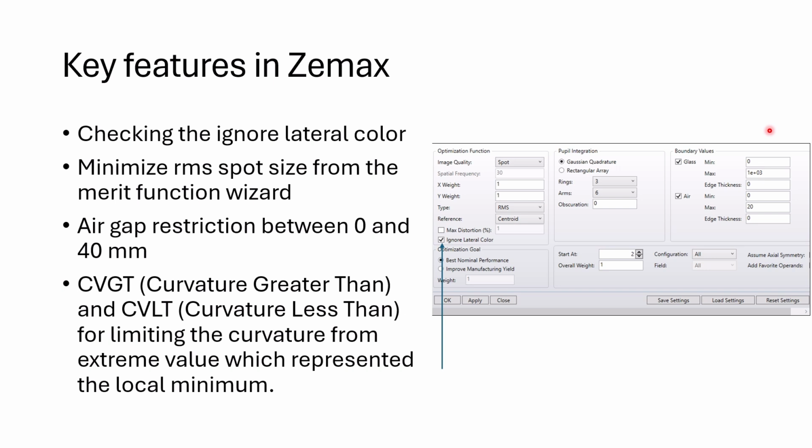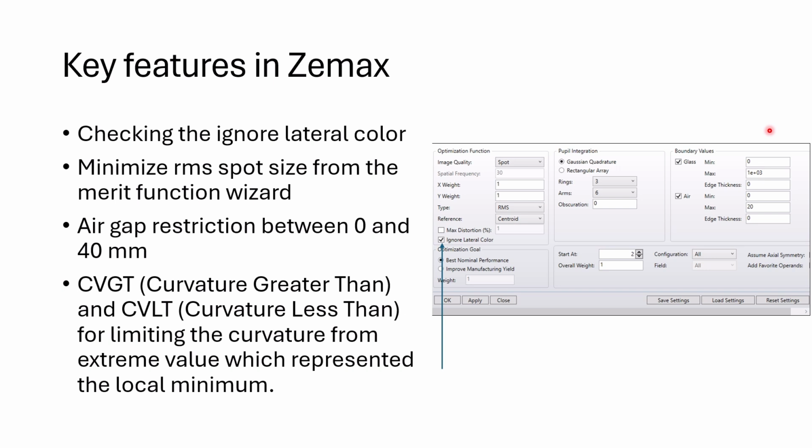Additionally, the other key features for ZMAX optimization were using the minimizing RMS spot size settings from the merit function wizard, as the goal of this project was to get the RMS spot size as small as possible. This worked rather effectively for trying to minimize the spot size on each separate wavelength that was modeled.